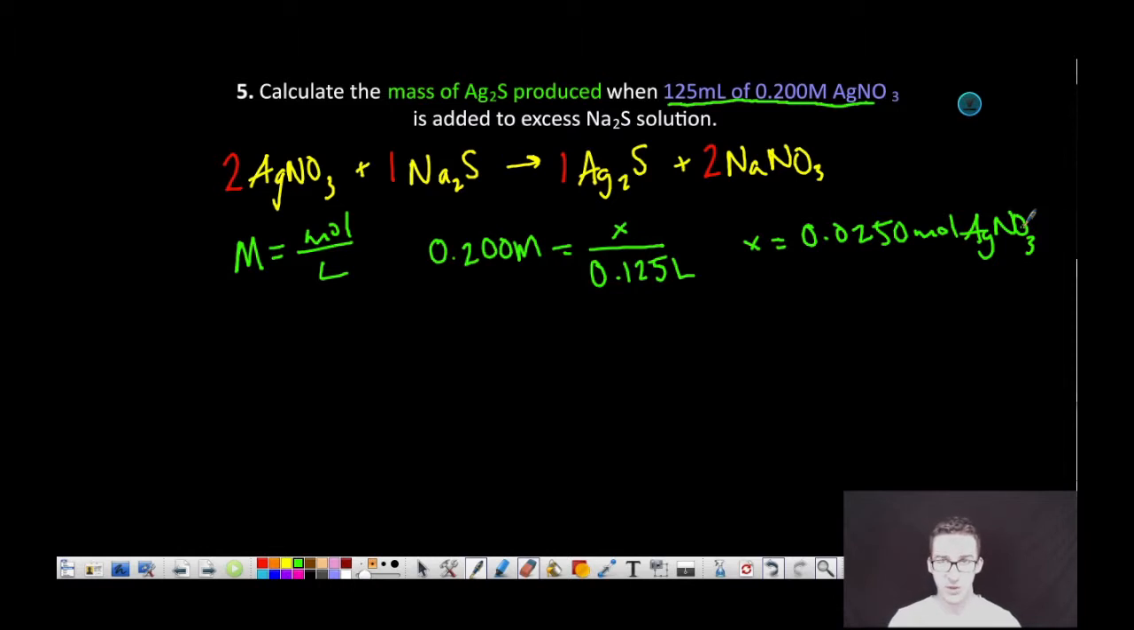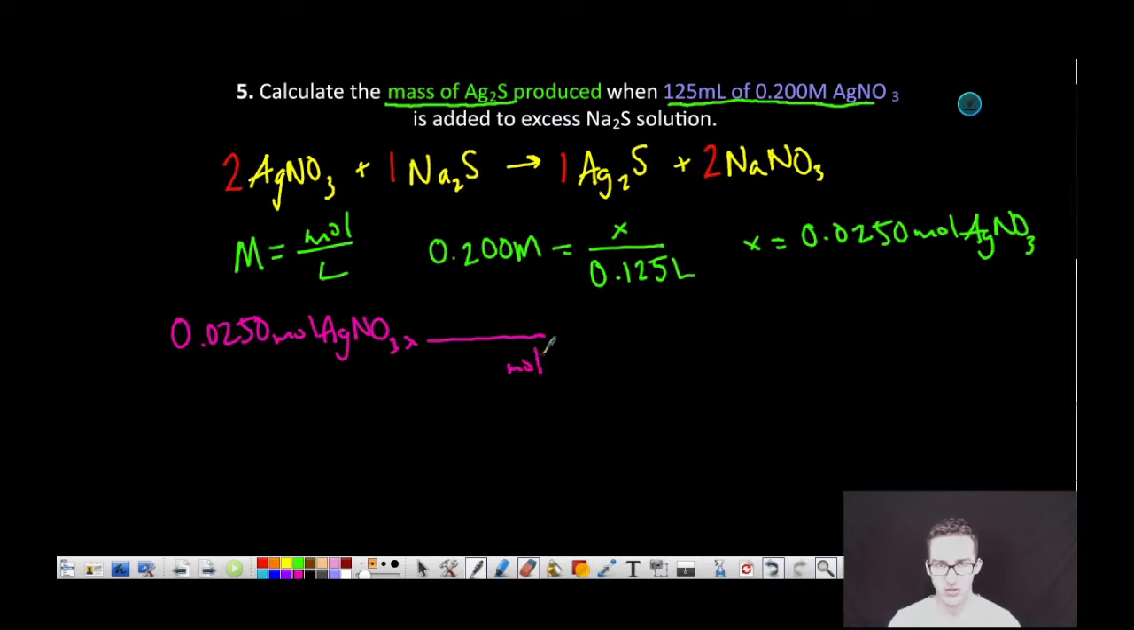Okay, now I bet you're feeling really good about yourself, and you should, but unfortunately that doesn't solve the problem. Getting moles of silver nitrate is only the first step. Again, we're looking for mass of the silver sulfide that was produced. So as we look to move forward, we're going to start now with that 0.0250 moles of silver nitrate.